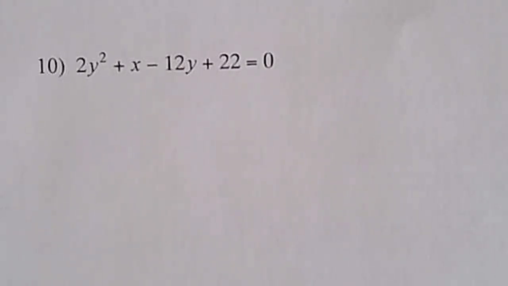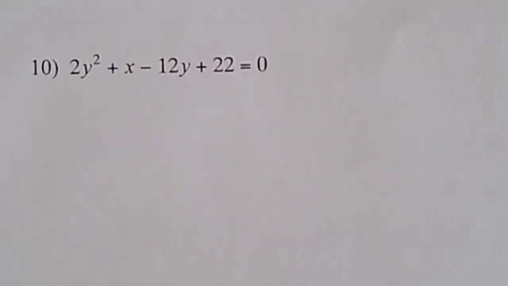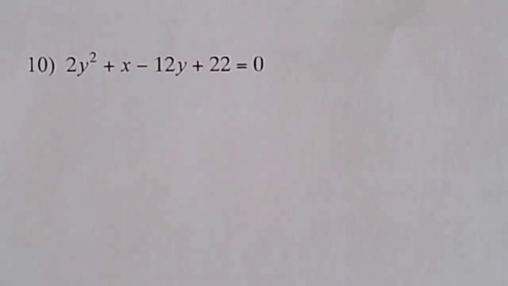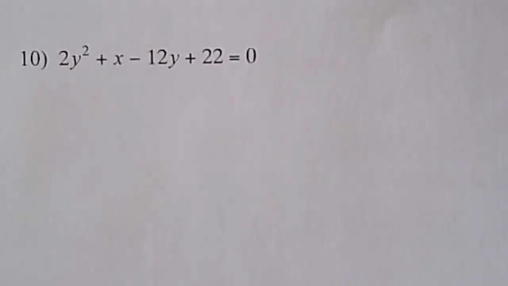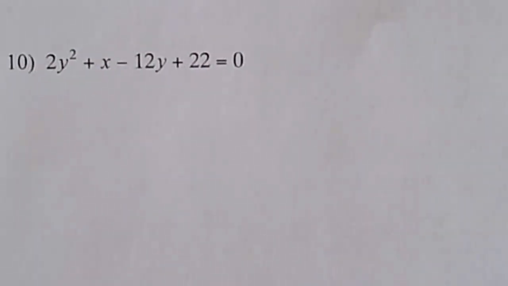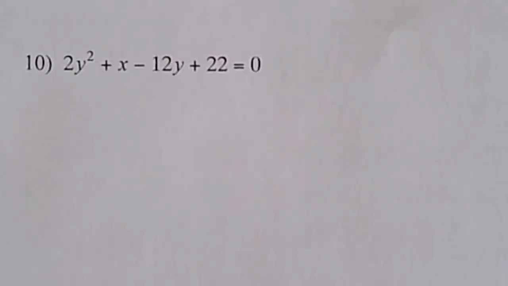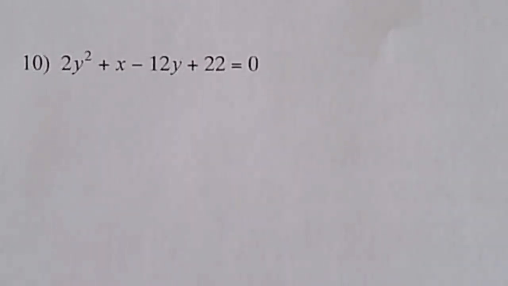Okay, so number 10 on homework 3 is right here, and we are asked in the directions again to identify what type of conic it is. Number 1, we need to put it in graphing form. Number 2, and then number 3, we need to identify the center if it's a hyperbola, ellipse, or circle, or if it is a parabola, we need to identify the vertex. So we need to first see what type of conic we have.